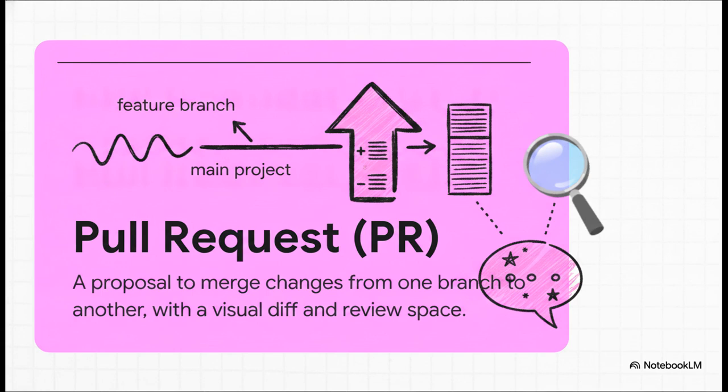Section 5. The pull request workflow. Now, what's really interesting about this slide is the pull request, or the PR. When you finish coding on your feature branch, you don't just aggressively shove your code into the main project. Instead, you open a pull request. It's a formal proposal to merge your work. This is where the magic really happens. GitHub gives you a visual diff showing the exact lines added or deleted, and creates a dedicated space for your team to review, chat, and discuss the changes before anything becomes permanent.